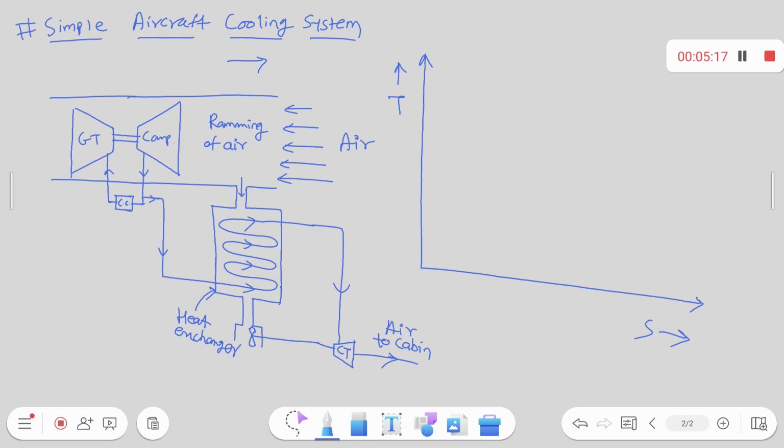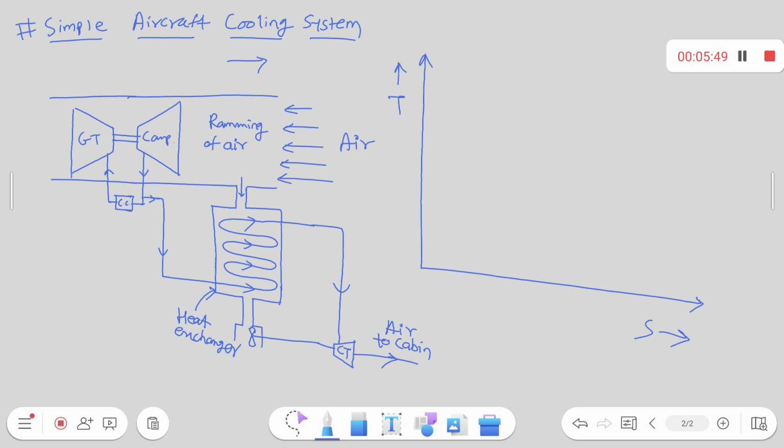And then after cooling and after expansion in the turbine, the air goes to the cabin, where it absorbs heat from the cabin. So refrigeration inside the cabin. So total how many processes? Five, right? Ramming, compression, cooling, expansion, and refrigeration inside the cabin. Heat absorption, right?